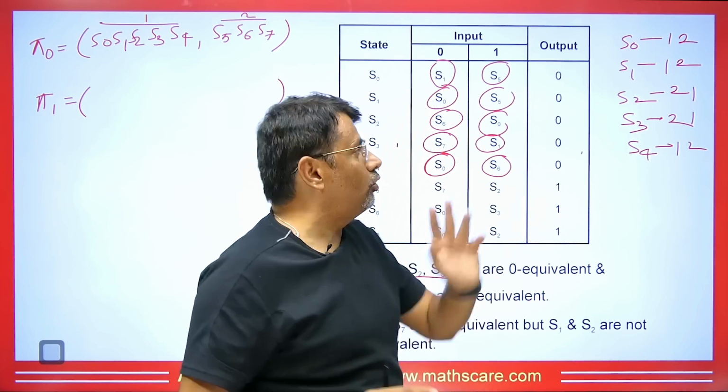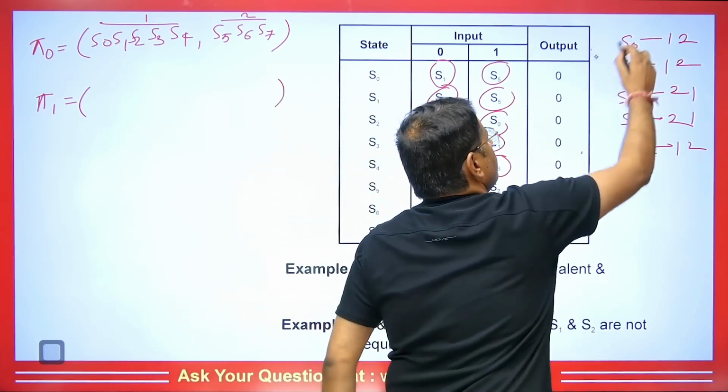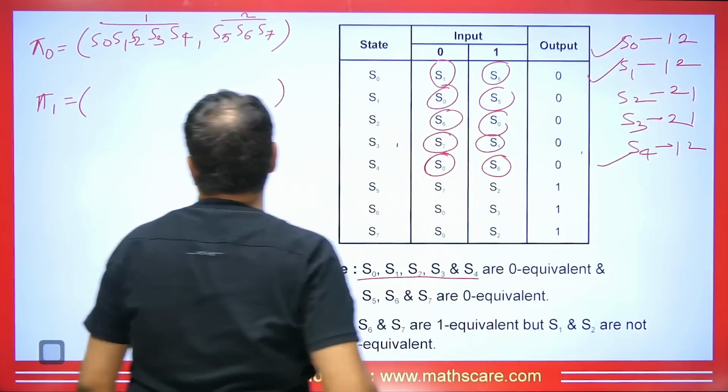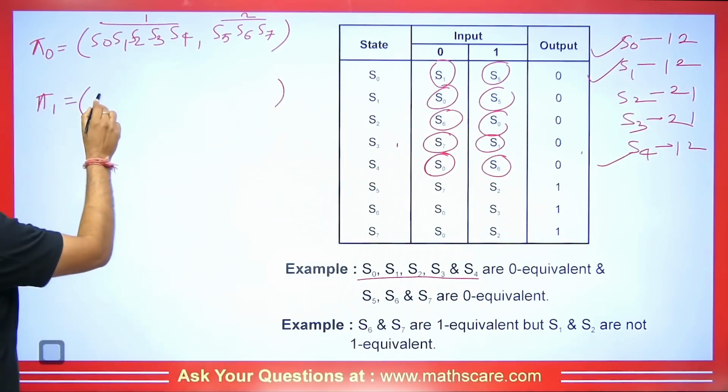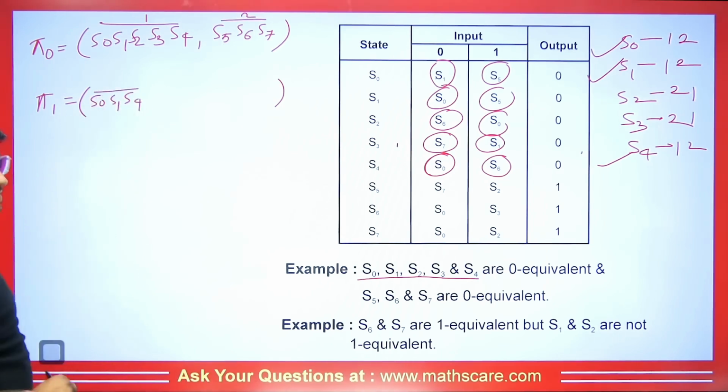Now we will see which are giving the same output. Like here, this is 1, 2, this is 1, 2, this is 1, 2. This is 1, 2, this 1, 2, this 1, 2. We will write them together. Now we will have S0, S1, S4. These will be 1 equivalent states. So am I right or not?